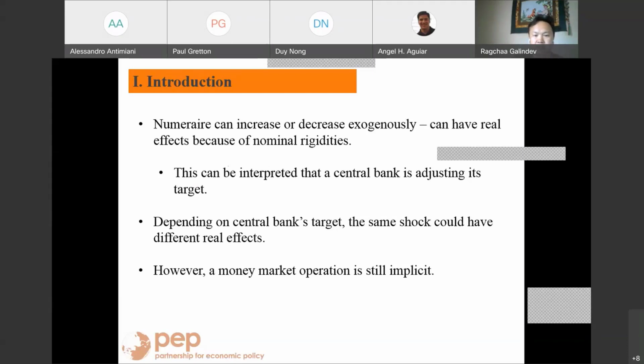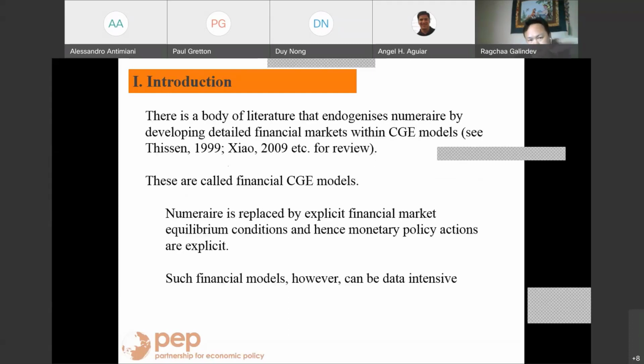But we know that in this model, money market operation is still very implicit in the real model with nominal rigidities. There is a body of literature that endogenizes the numeraire by developing detailed financial markets within CG models. We know that from Prasad and Yao and Robinson and so many other papers. They're called financial CG models.